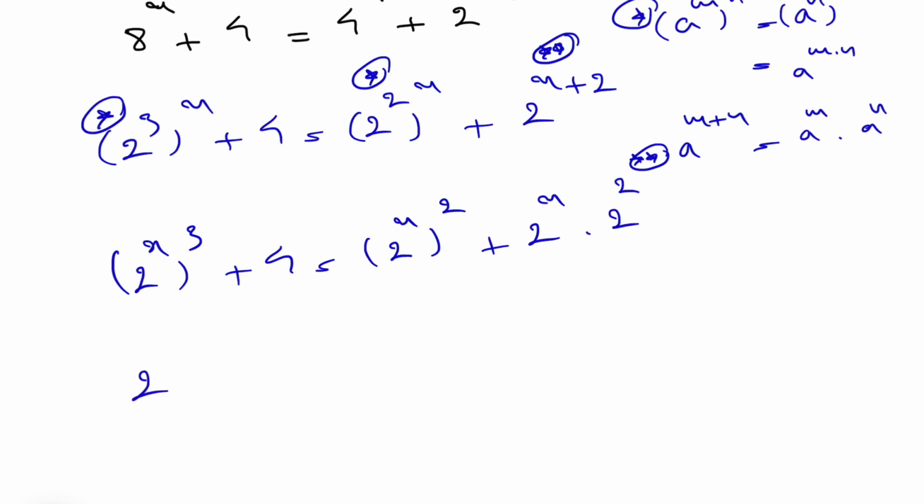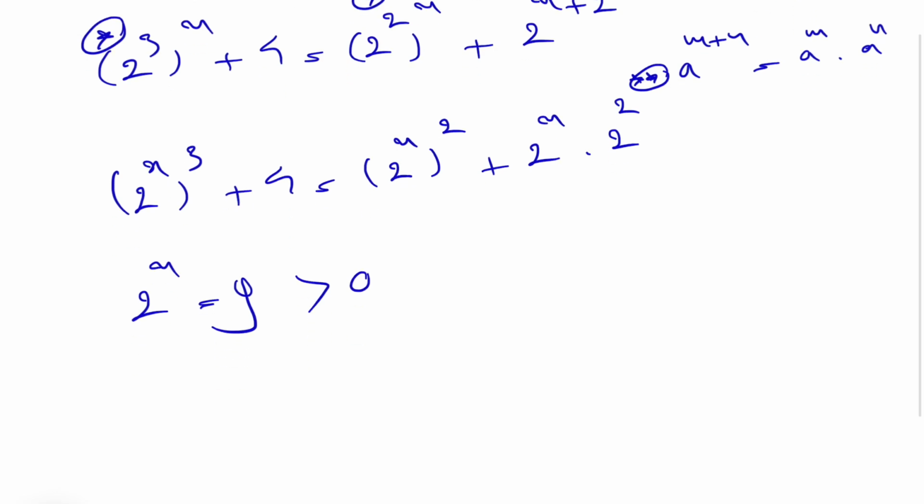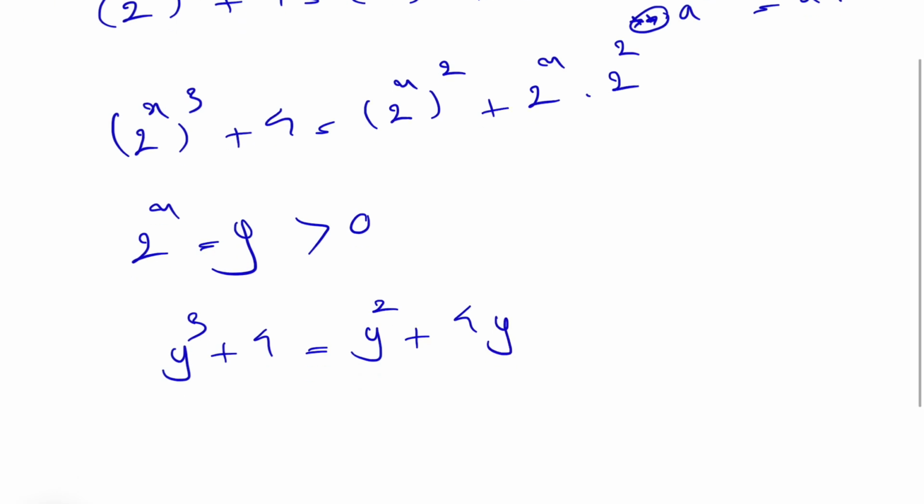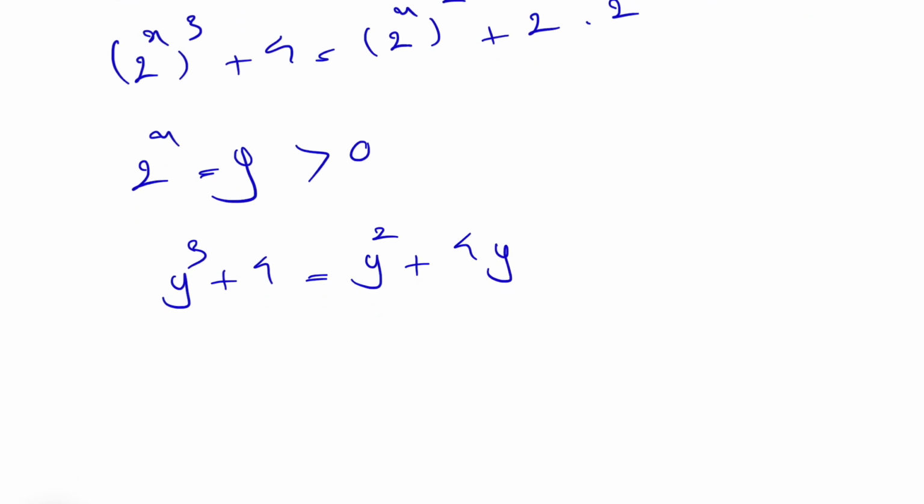So now let's call 2 to the x y, and we know that this will be greater than 0, and if that's the case, from the first one we have y to the power of 3 plus 4. On the other side we have y squared plus 4 times y. And let's just bring everything on the left side.